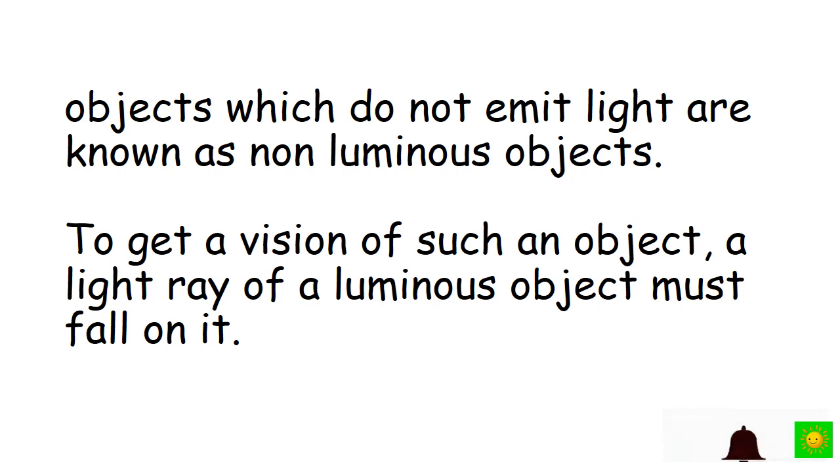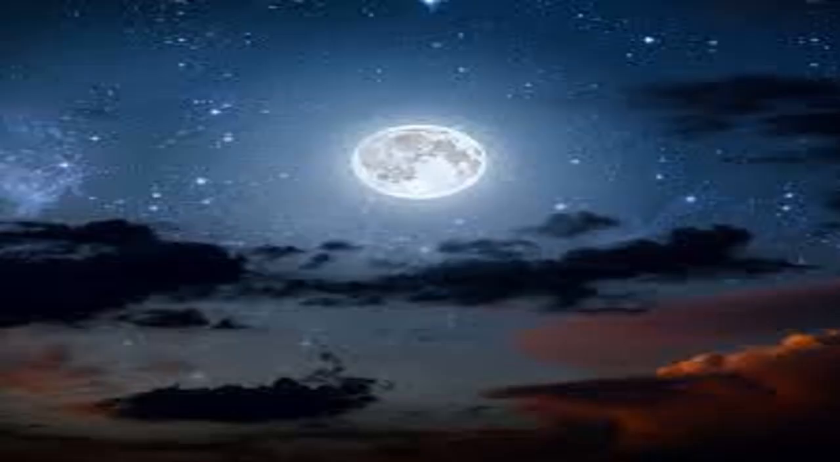To get a vision of such an object, a light ray of the luminous object must fall on it. When we see the bright moon in the night sky, you must have thought that it is a luminous object. But the moon does not emit its own light. We can see it as a bright object because the rays of light emitted by the sun fall on the surface of the moon. So we consider it a non-luminous object. Not only the moon, but also planets are non-luminous objects too.